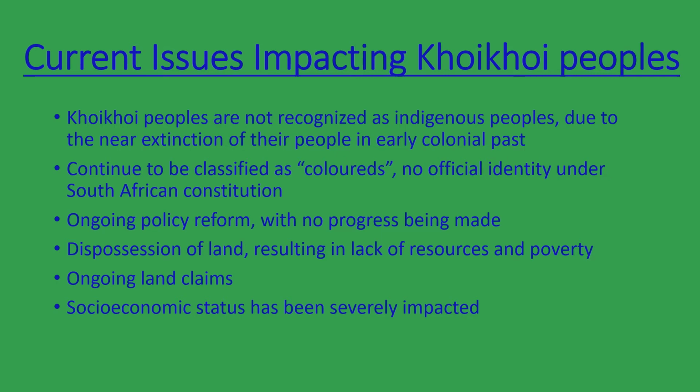So another one is that their socio-economic status has been severely impacted. The Khoikhoi peoples are some of the poorest population groups in South Africa. They are stigmatized as the underclass by dominant sectors of society, with poor wages and no rights for workers.